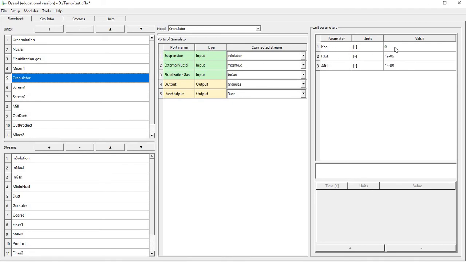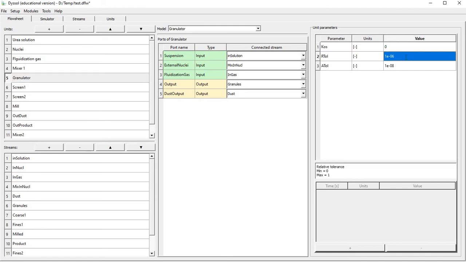First of all, for the granulator, we define overspray rate. We will use the default value equal to 0, and it's necessary to define relative and absolute tolerances. Both tolerances are used in the internal solver to solve differential algebraic equations, and in this case I will just decrease the tolerances to 1e-5 and 1e-6.